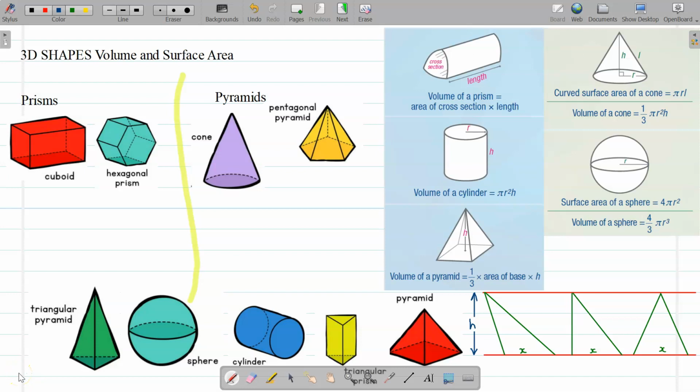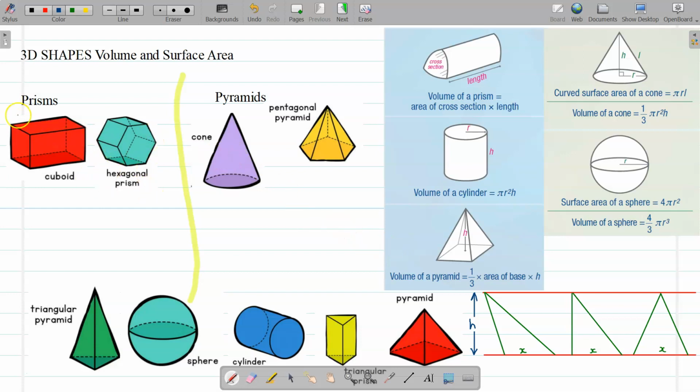And welcome to this video on 3D shapes, volume and surface area. Okay, so what we're going to do first is just look at the various shapes dotted around this page, and we're going to put them into categories or groups.